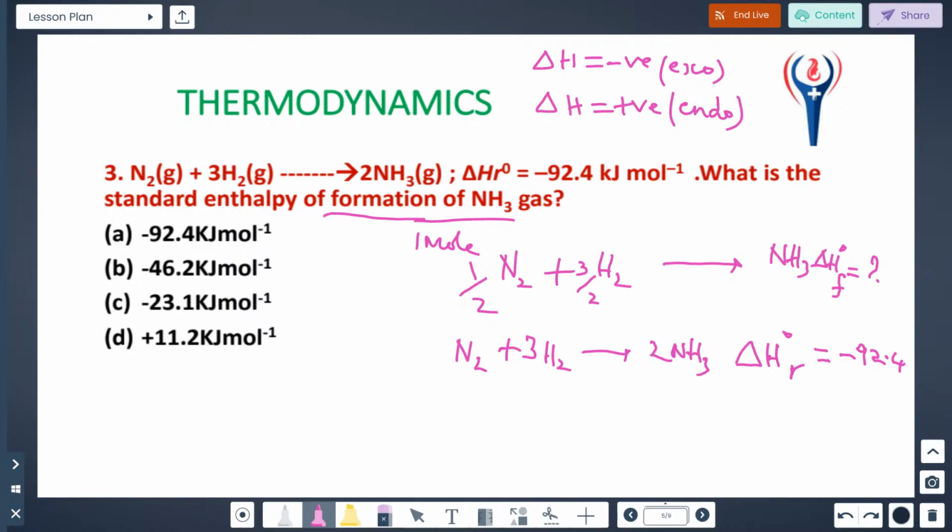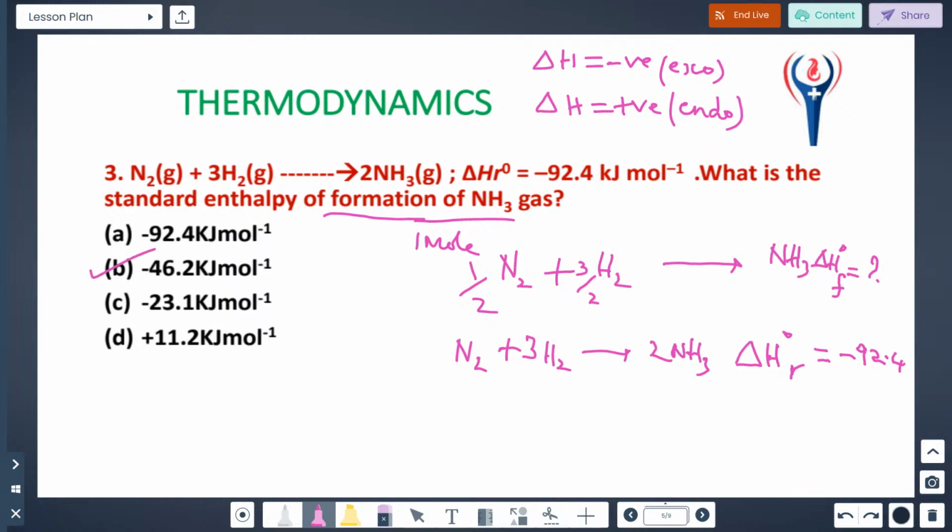You just compare. For 2 mole of ammonia, this much energy is evolved. Therefore, for 1 mole of ammonia, they are asking only formation. So how much energy is evolved for 1 mole of ammonia? You just take half of this. Half of this means nearly minus 46.2.